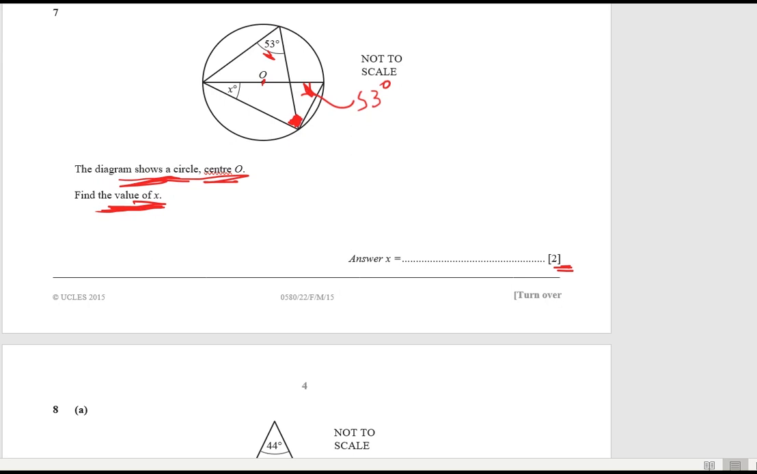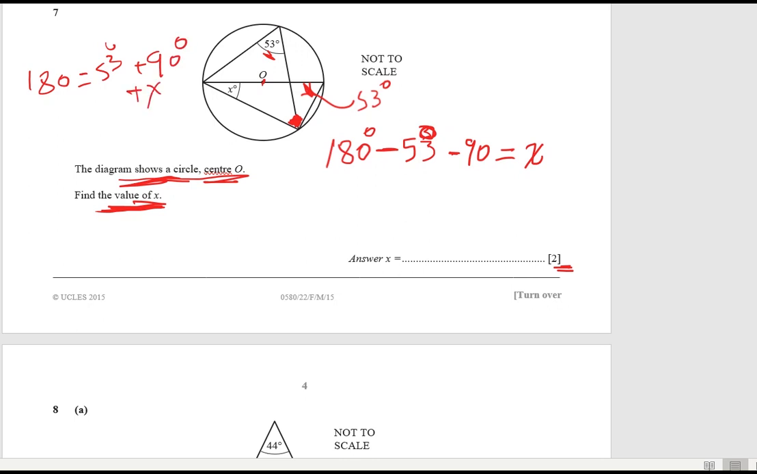Now in this triangle, what is the condition that we have? As you know, the summation of all the angles of the triangle is 180. So 180 minus 53 minus 90 is equal to X. So X is equal to 180 minus 53 minus 90. Or if you like to write it like this, 180 is equal to 53 plus 90 plus X. It will be the same.